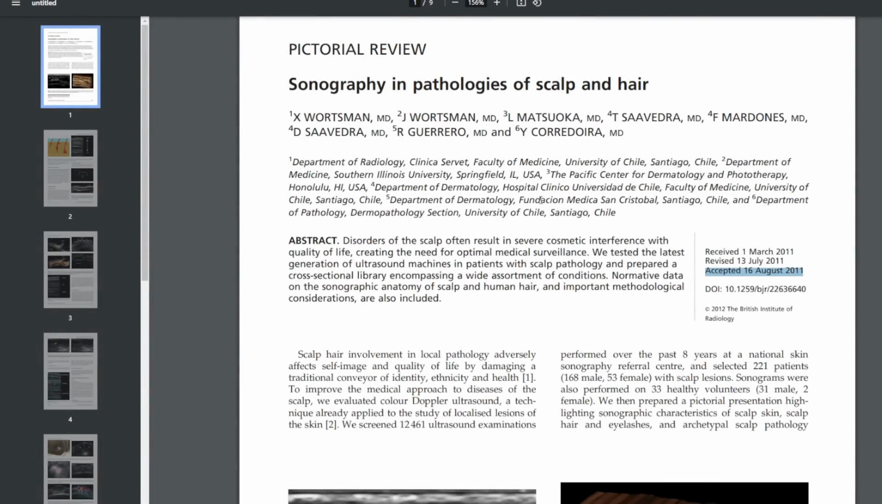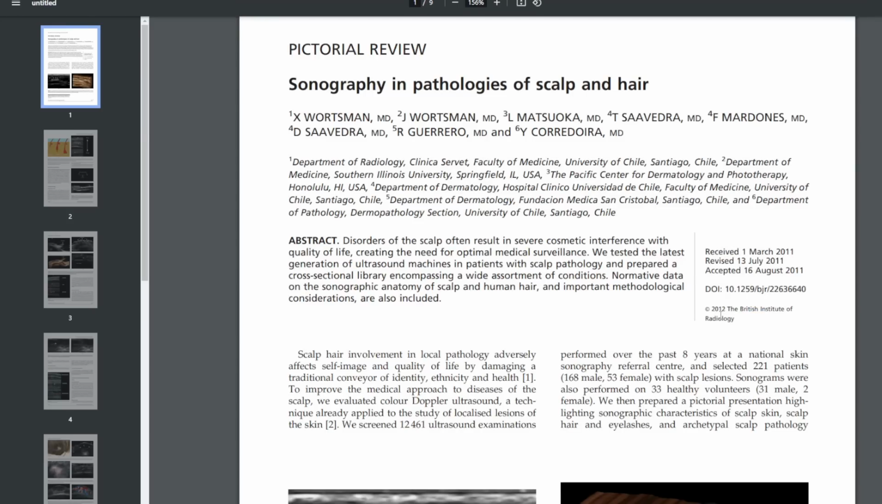So today we're going to be talking about something really cool. We're going to be looking at sonography, or using ultrasound technology to view hair follicle structures in the skin. Now, this paper that we're looking at is titled, quote, "Sonography in Pathologies of the Scalp and Hair," unquote, by Wortsman et al., and it was published in August 2011 in the British Journal of Radiology.